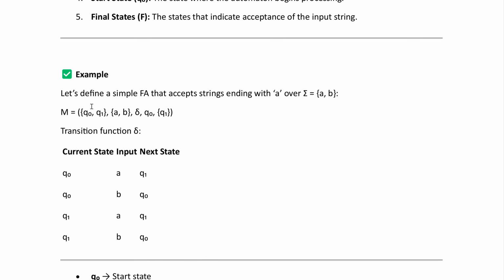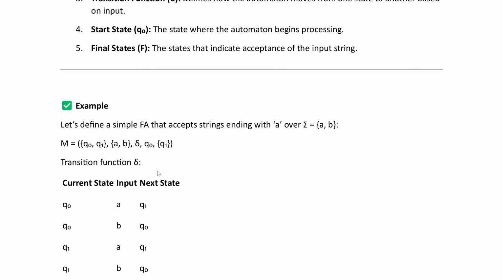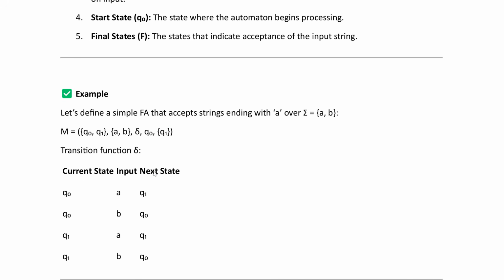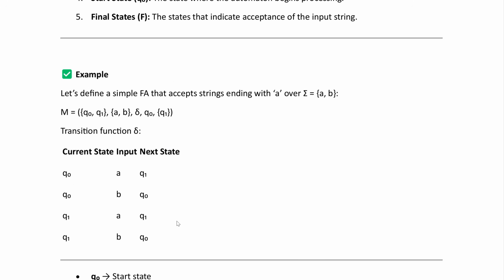Now see the example of finite automata. Let us define a simple finite automata that accepts strings ending with A over the input alphabet. A and B are input symbols. M is a finite automata. The first component is capital Q, that is the set of finite states. There are two states in this example, Q0, Q1. A and B are input symbols. Delta is a transition function. Q0 is the starting state or initial state, and there is only one final state in this example, that is Q1, right? So this is the transition diagram, which I have already explained. This is the transition table, which I have already explained to you how it works.